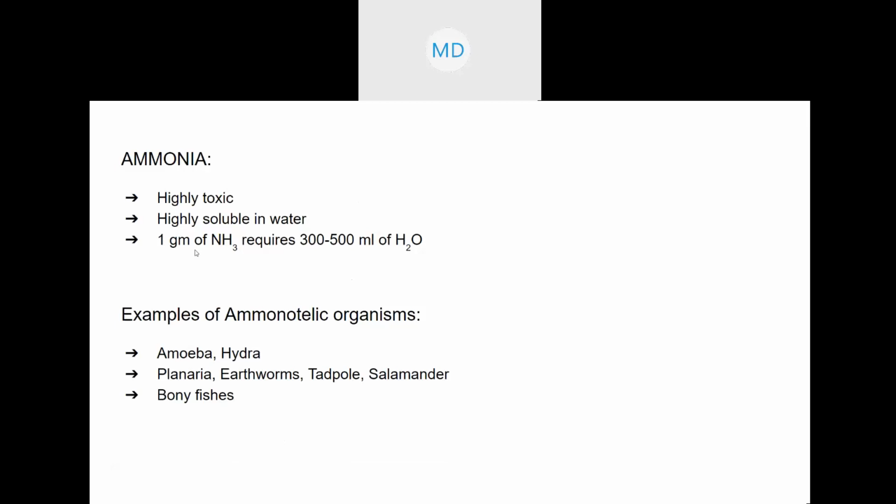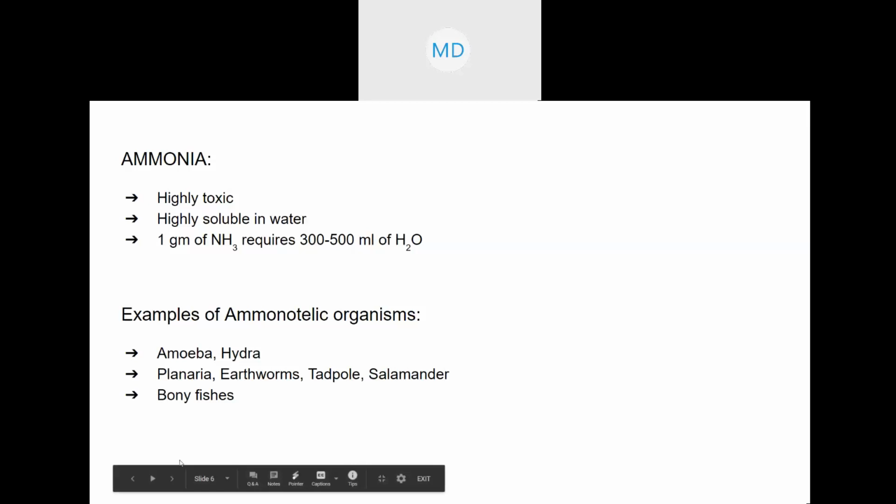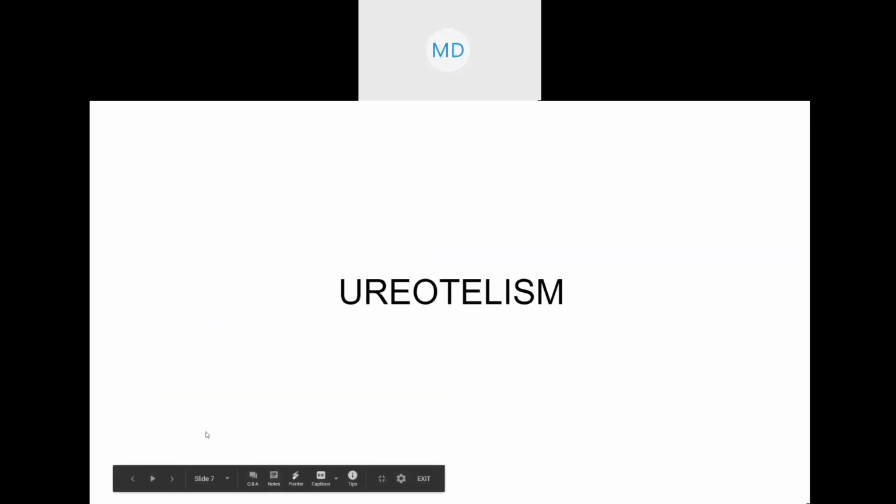So the terrestrial organisms cannot lose that much water. Therefore, only the aquatic organisms, meaning those living in the water, are ammonotelic, and they can excrete ammonia. Those organisms are known as ammonotelic organisms. Examples were amoeba, hydra, planaria, earthworms, tadpole, salamander, and bony fishes. I guess this is taught in the last class up to ammonotelic.